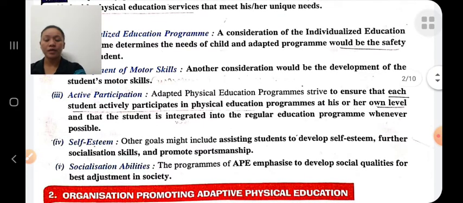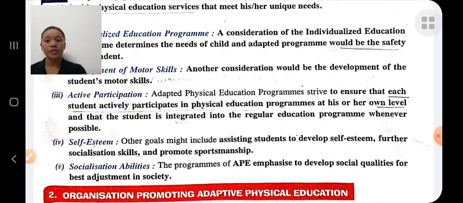Active participation. The adaptive physical education program ensures that each student should participate in the physical education program at his or her own level. The aim, the objective of the physical education program is active participation. It should also ensure that the student is integrated into the regular educational program whenever possible.